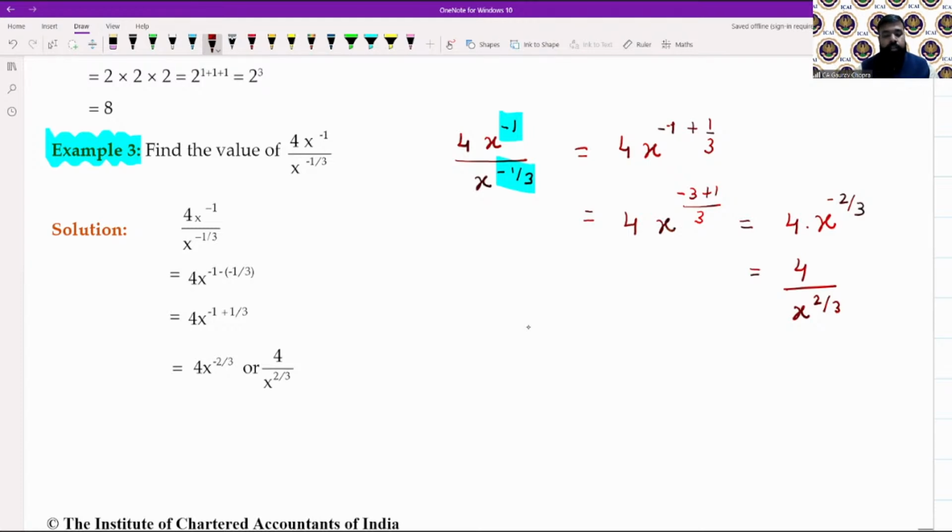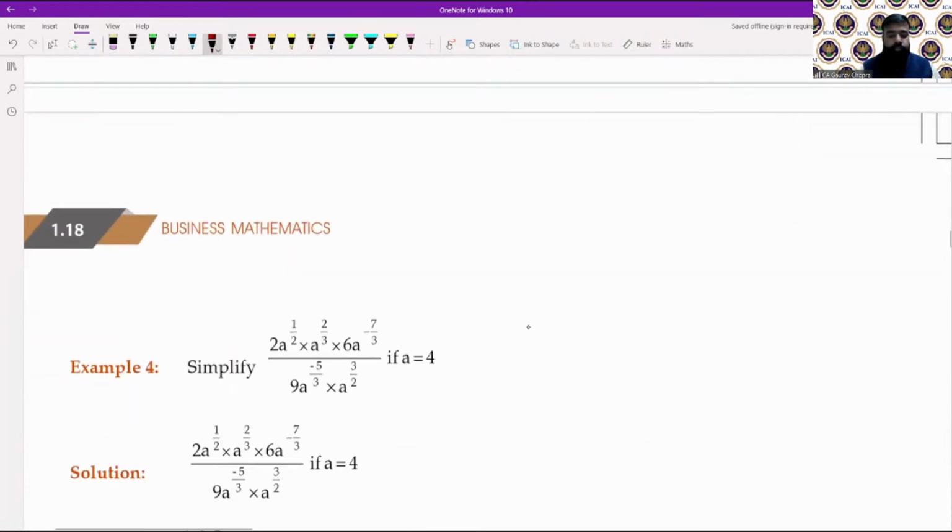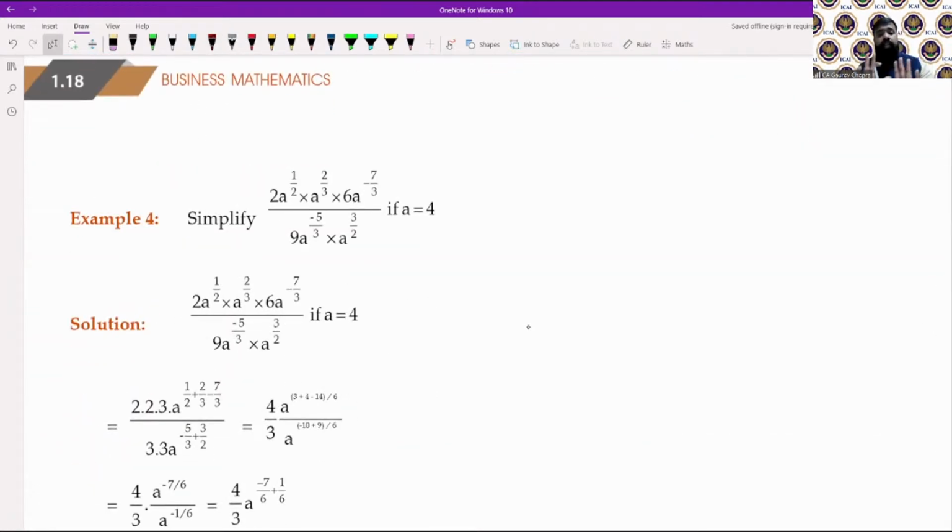All right. So this was example number 3. I think till here it is very, very easy. Everybody can understand because we have done all the basic concepts related to class 7, 8, 9, 10. So that is why you can feel easy here. Now the next one, fourth one.